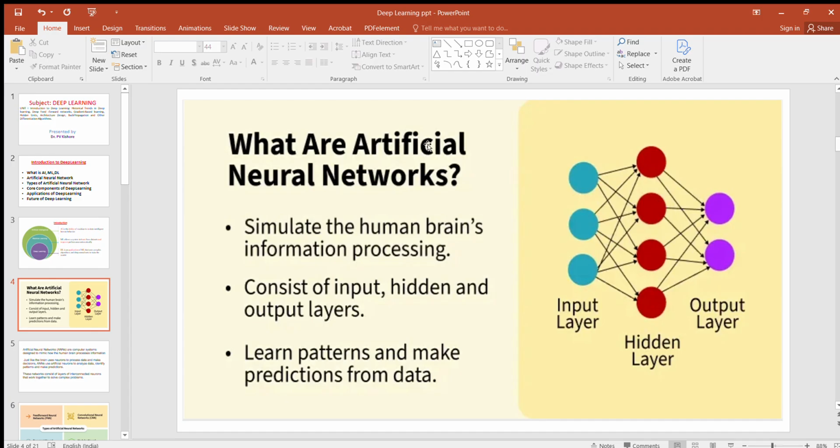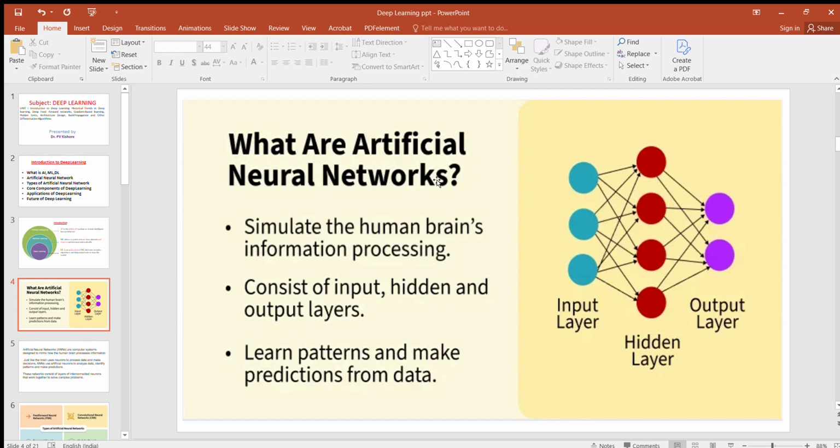So what is artificial? Artificial means man-made, as opposed to natural. Natural means apple, mango, or whatever natural fruits, which you can eat directly. Artificial is, say, chocolates and biscuits; these are artificial, man-made. Here also we are taking artificial neural network.